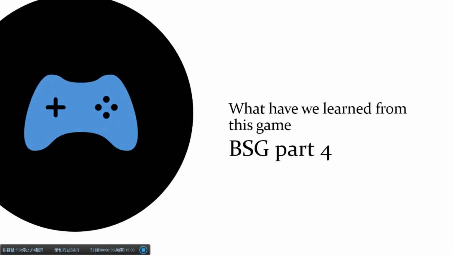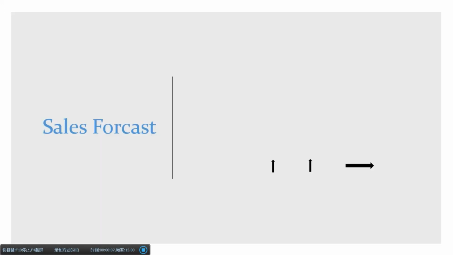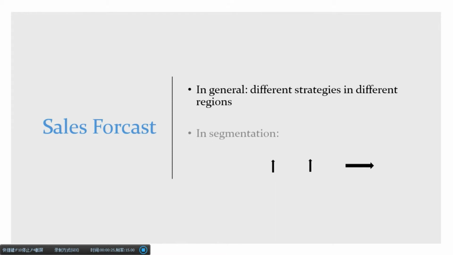Now, let's do the BXG game part 4. What have we learned from this game? We will have 6 sectors about the strategy, and the first is the sales forecast. In the sales forecast, we have the strategy in general that we use different strategies in different regions because of different reasons.